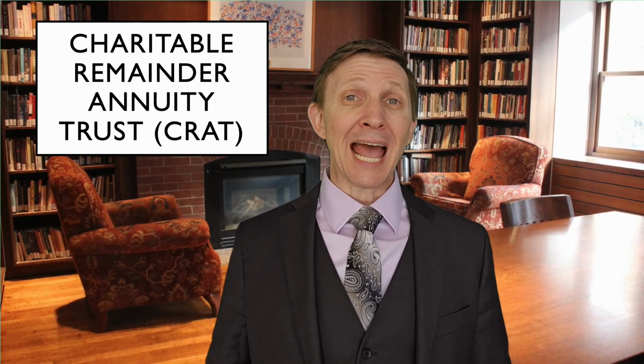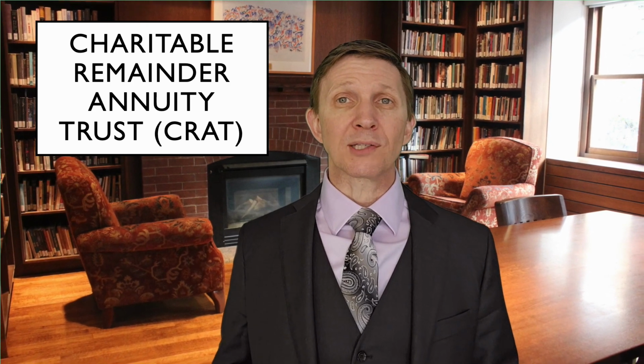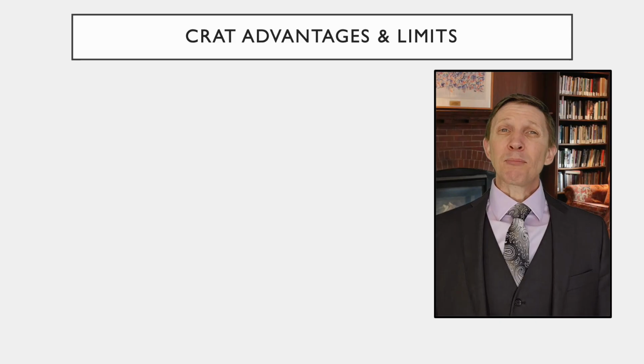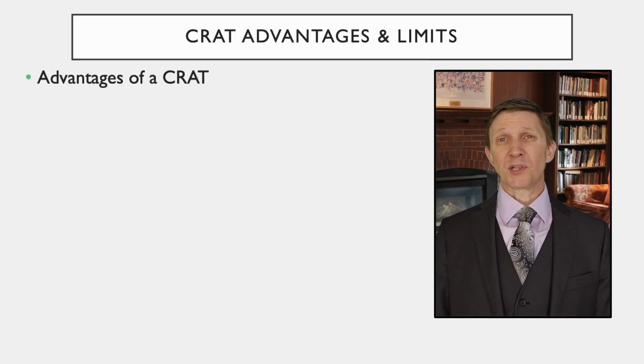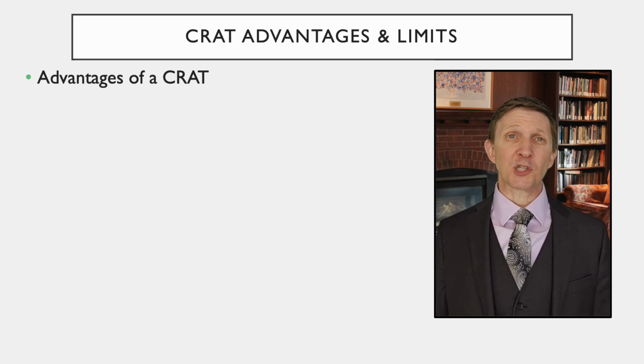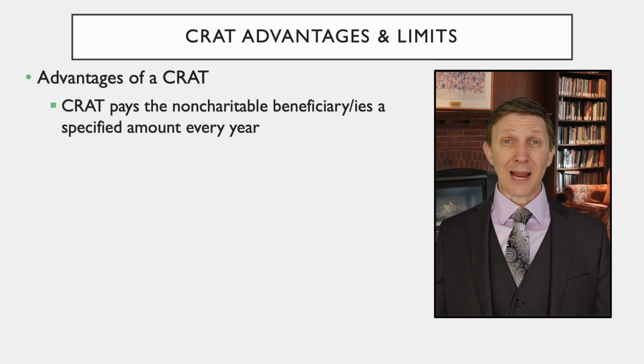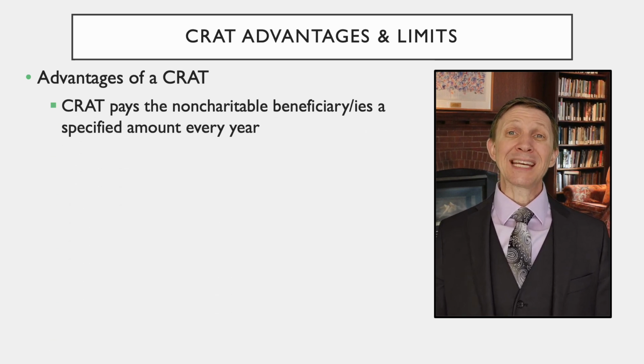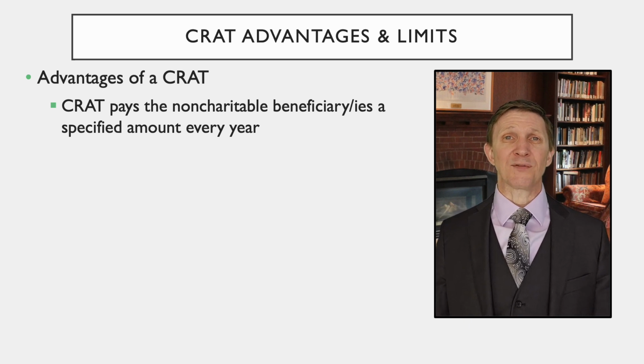With a CRAT, the non-charitable beneficiary receives an annuity. An annuity is a specified percentage of the value of the assets first contributed to the trust. This amount does not change from year to year, but remains the same throughout the term of the trust. A CRAT provides a steady, reliable source of income to the non-charitable beneficiaries, who are often the donors or grantors. Each year, they can count on receiving the same specified amount.